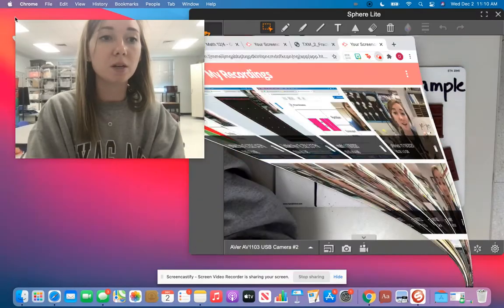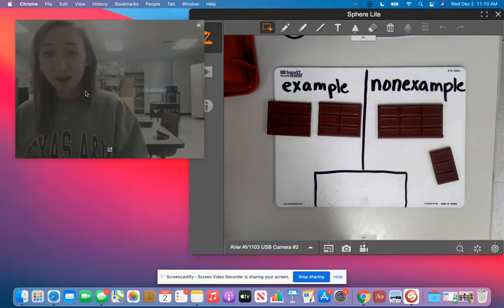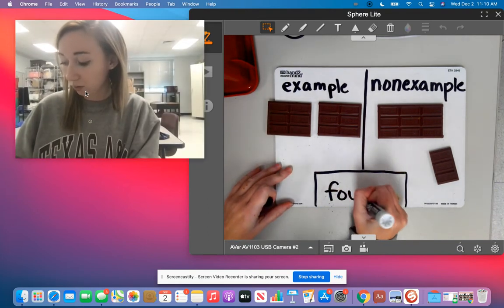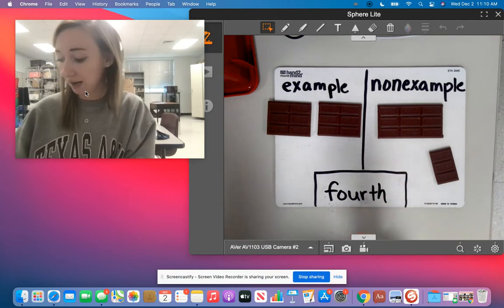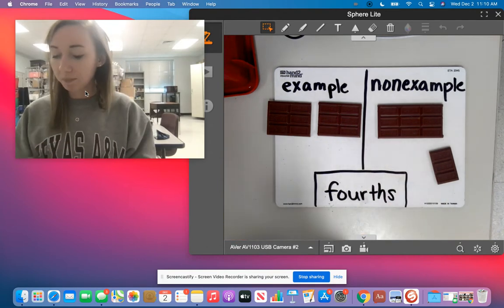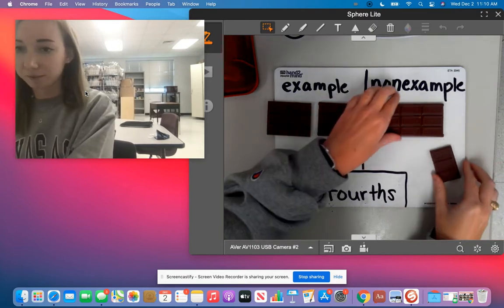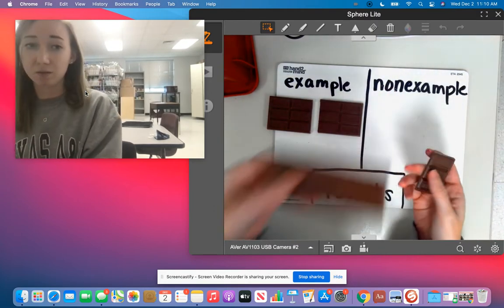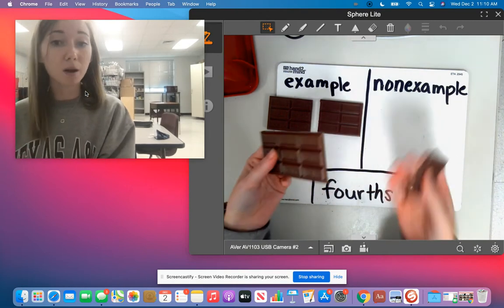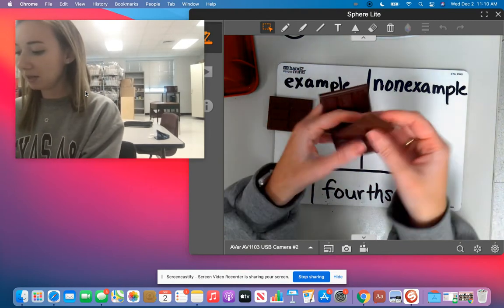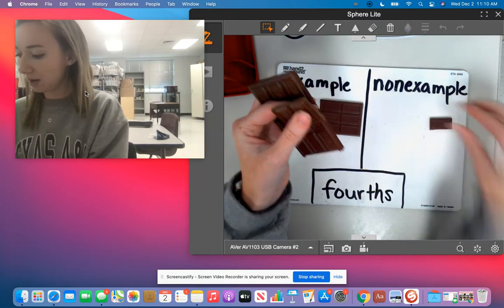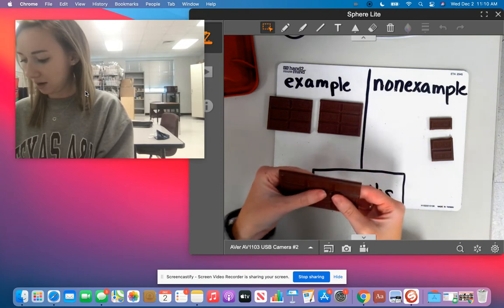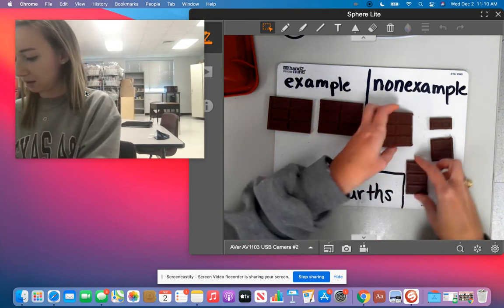So I'm going to use my same 2 chocolate bars, and now I want to make examples of fourths, or an example of fourths and a non-example of fourths. Okay, so I'm going to pick up this one first. So I've got one piece over here and one piece over here, and I'm going to break it into 4 parts. So let me go. Let me say, there, I'll do that one, that, and then that.